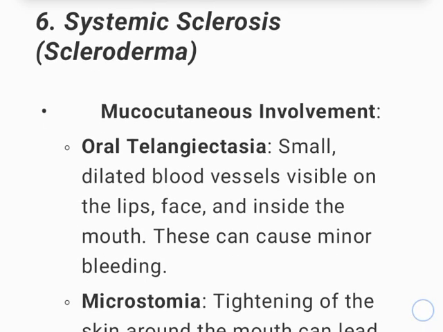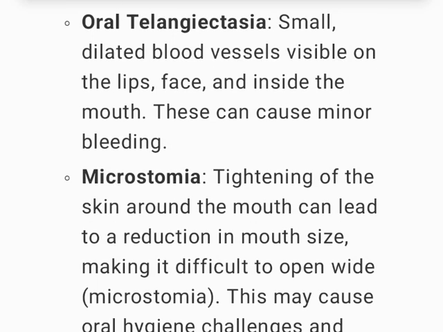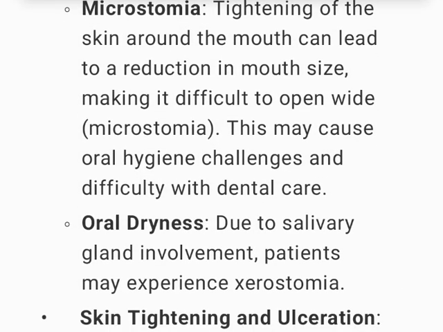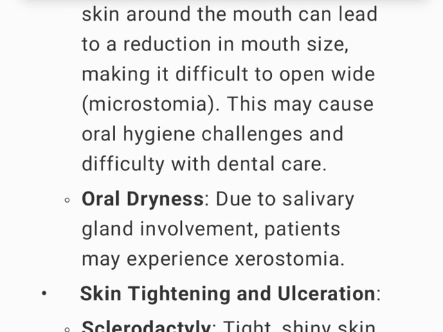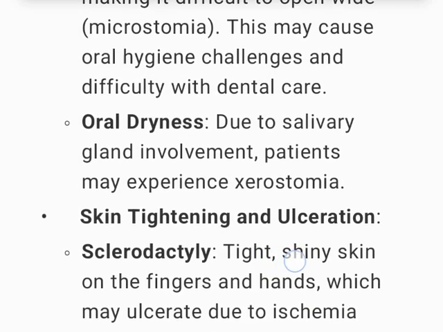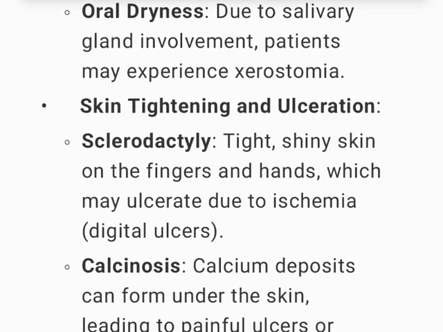6. Systemic sclerosis, scleroderma, mucocutaneous involvement. Oral telangiectasia, small dilated blood vessels visible on the lips, face, and inside the mouth. These can cause minor bleeding. Microstomia, tightening of the skin around the mouth can lead to a reduction in mouth size, making it difficult to open wide. This may cause oral hygiene challenges and difficulty with dental care. Oral dryness. Due to salivary gland involvement, patients may experience xerostomia.